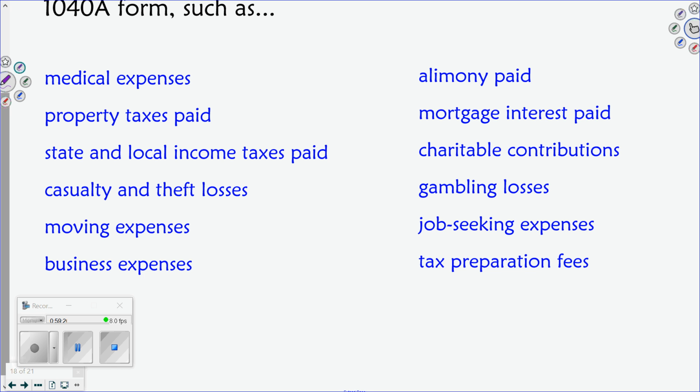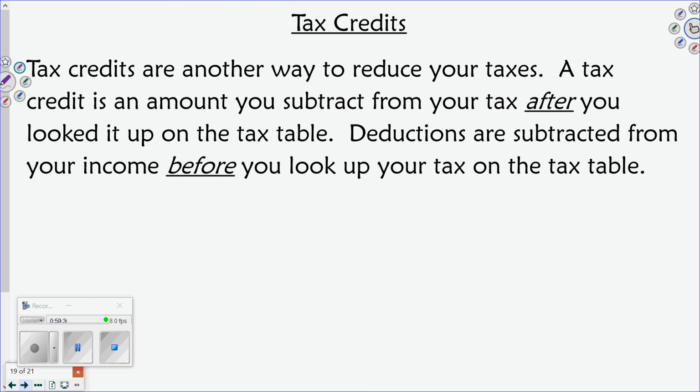So I fall into quite a few of these, so we always itemize our deductions. We use the long form. Tax credits. You've heard me say these phrases. Just make sure you know what they are for vocab. Tax credits are another way to reduce your taxes. A tax credit is an amount you subtract from your tax after you looked it up in the table. Deductions are subtracted from the income before you look it up in the tax table.